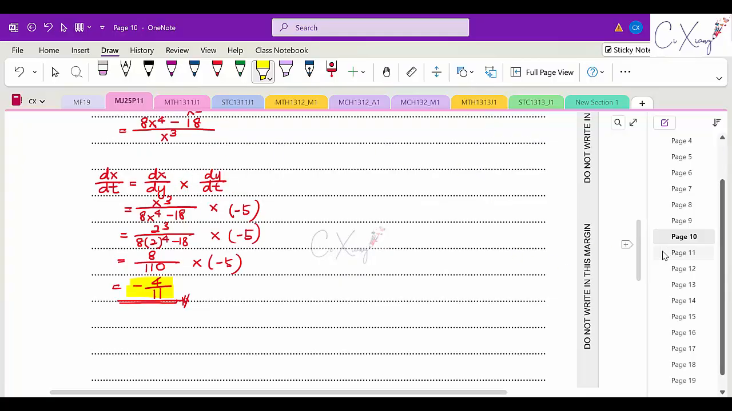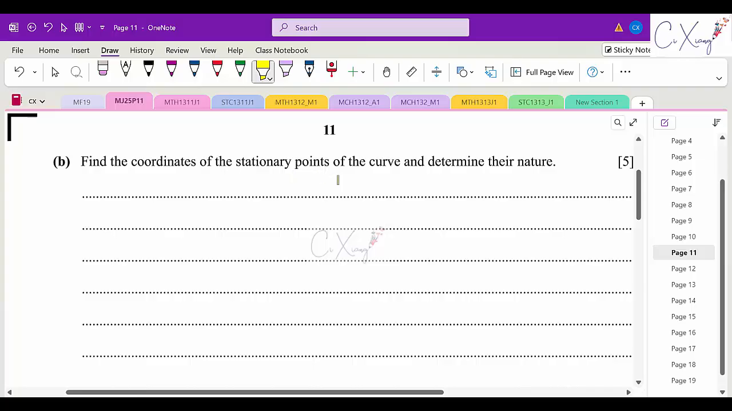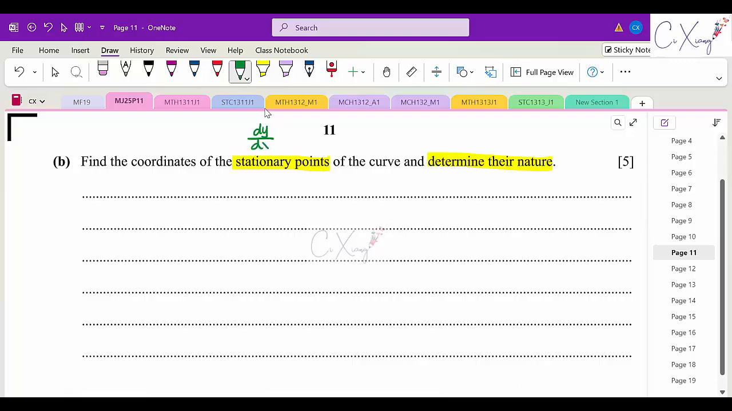Then let's continue to part B for question number 7. They want us to find the coordinates of the stationary point of the curve and also determine the nature. Highlight the keyword stationary point. To get the stationary point, the concept we use is we let dy dx equal to 0, then from there we get the x coordinate when dy dx equals 0. To determine the nature, you need d square y dx square and see whether the value is greater than 0 or smaller than 0. If greater than 0, that means you have a minimum point for that particular point that you try to figure out.